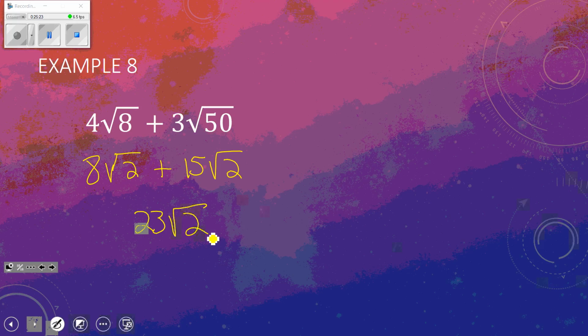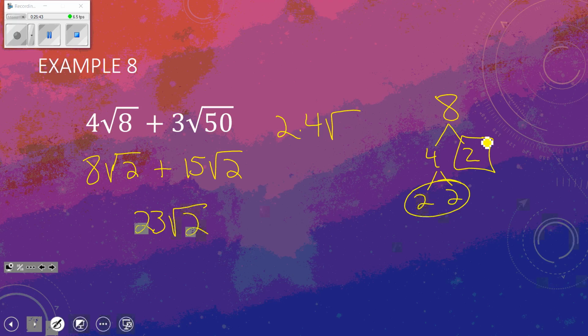Everybody okay with 23 times the square root of 2? Do anybody want to see it? Okay, really quickly. If I take the 8 and break it down into 4 and 2, and 2 and 2, I can circle a group of 2's. So I've got the 4 on the outside. I've also got a 2 on the outside, and I've got this 2 left on the inside. So that's going to make 8 times the square root of 2. So far, so good? Okay.